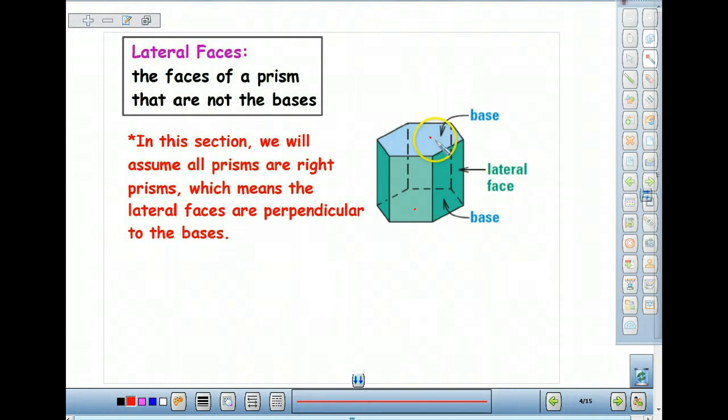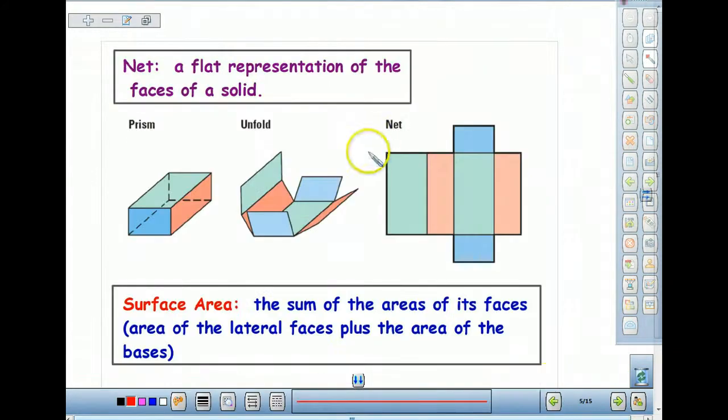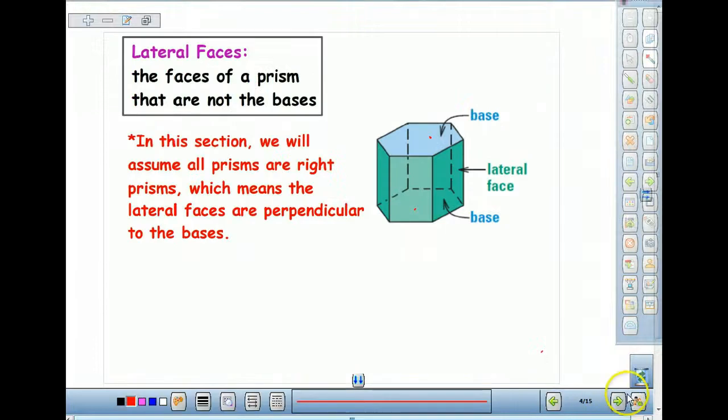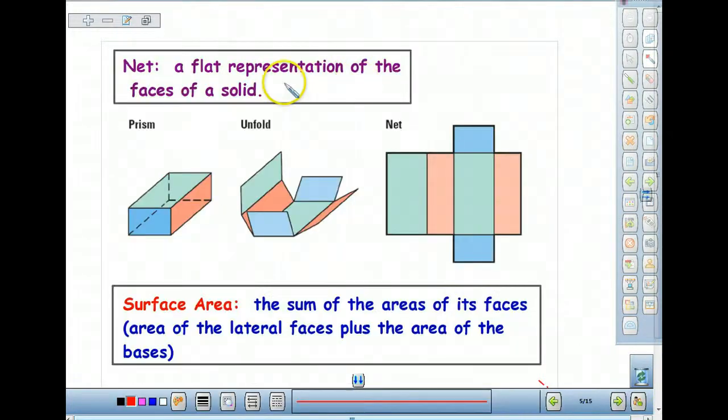This is really going to come in when we get to area. Okay, not necessarily surface area, but the volume. Knowing what a lateral face is really going to have a lot to do with some things. Okay, we're going to assume that all of the prisms are right so that we can get some of our stuff. All right, a net.